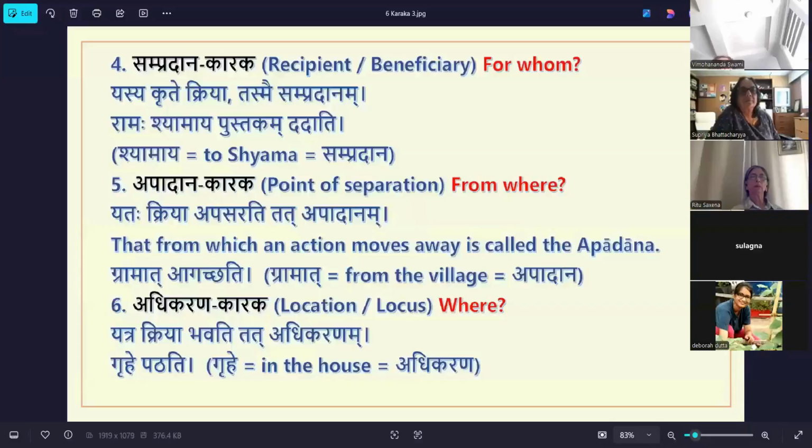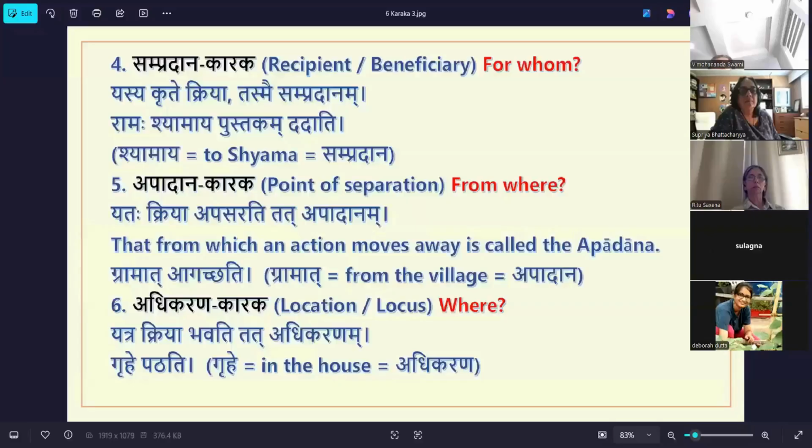Sixth means genitive. Nominative, accusative, instrumental, ablative, dative, genitive. And seventh is locative, means where it is located. So yasya kriya kriyate tasmai sampradhanam. Here, Ramah Shamaya pustakam dadati. Rama is giving what? Pustakam to Shama.